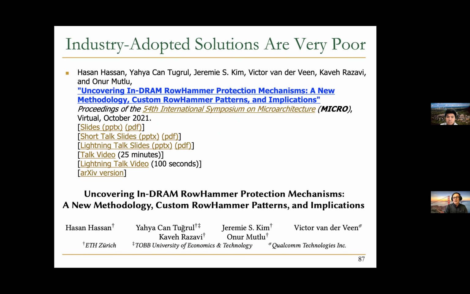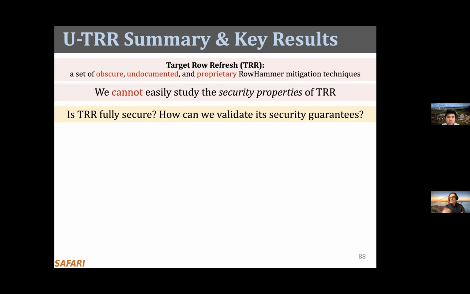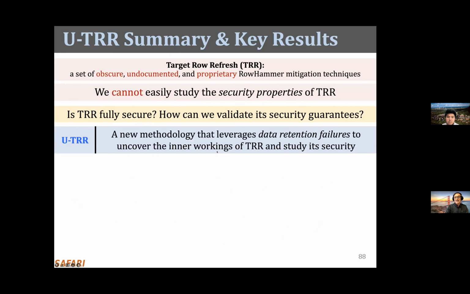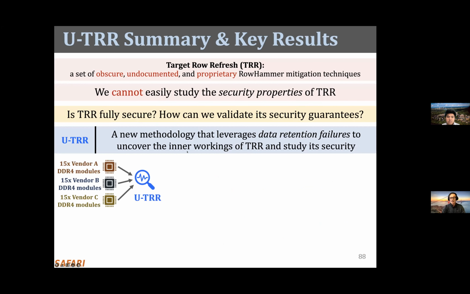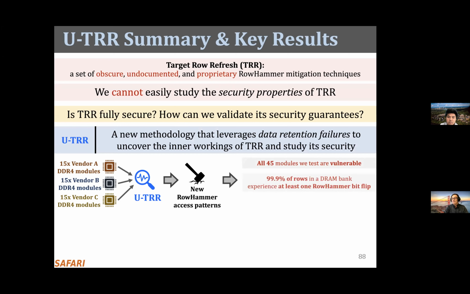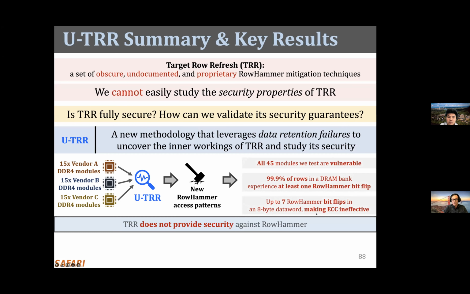Later, we asked, can we uncover these TRR mechanisms that were adopted by industry completely? And we almost succeeded. I'm not going to say completely, but almost completely. The idea is to use a new methodology that leverages data retention failures to uncover the inner workings of TRR and study security. We developed this methodology that enables us to craft new Rowhammer access patterns. As a result, we can circumvent all modules we tested. We can see a lot of vulnerability in real chips, and ECC is completely ineffective.